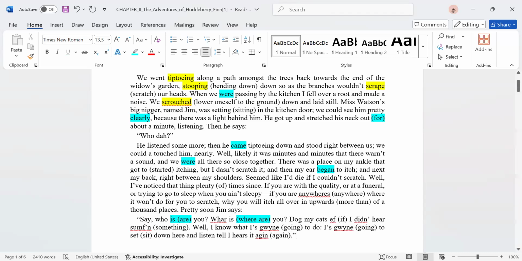So this is supposed to be what it means. So now I'm going to read it again. So who are you? Where are you? Tell my cats if I didn't hear something. Well, I know what I think I is, what is it? Here, I am. So it's supposed to be am right here. Well, I know what I am going to do. I'm going to sit down here and listen until I hears it again.